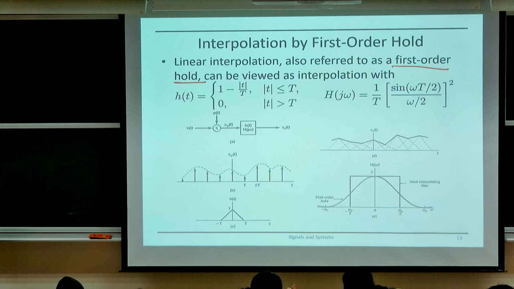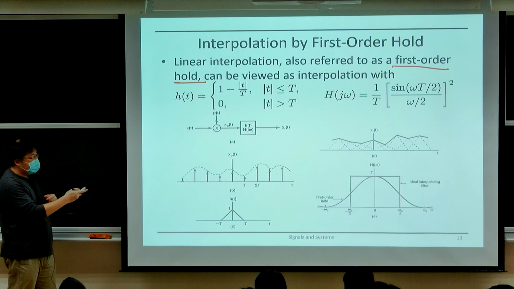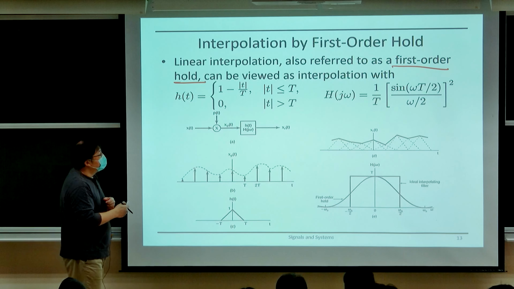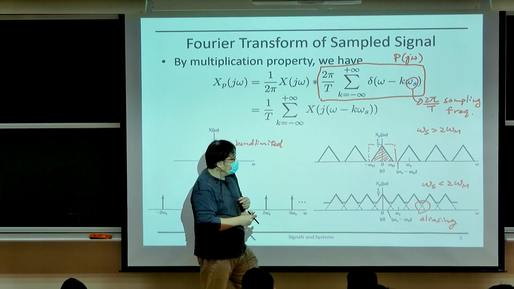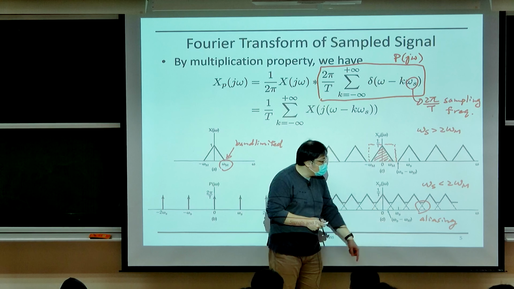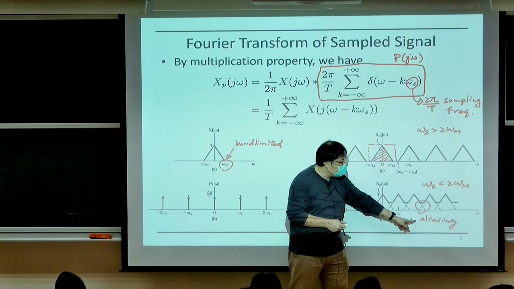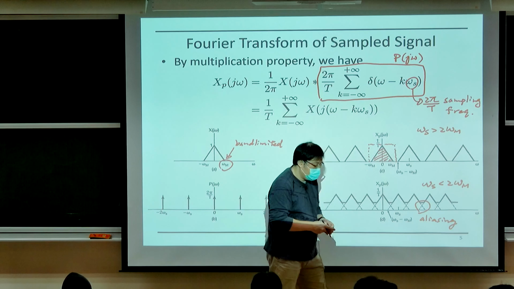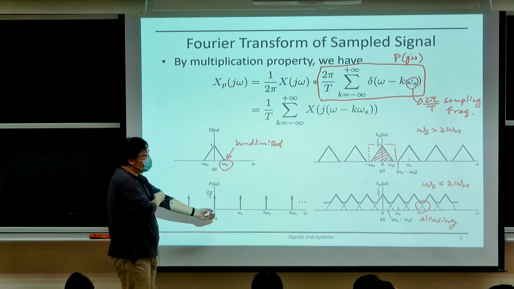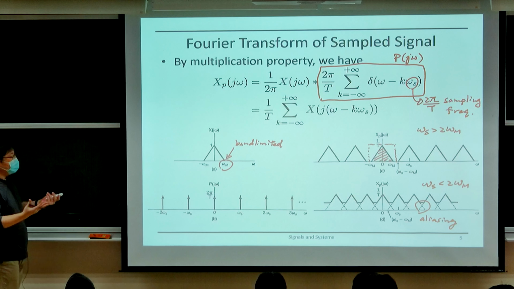Now, if this is not true, then x sub p of t will have a spectrum that has overlapping between adjacent replicas. So you will get a spectrum like this where you have overlapping between adjacent spectrums. And this is what we call aliasing. Aliasing basically messes up the signal.